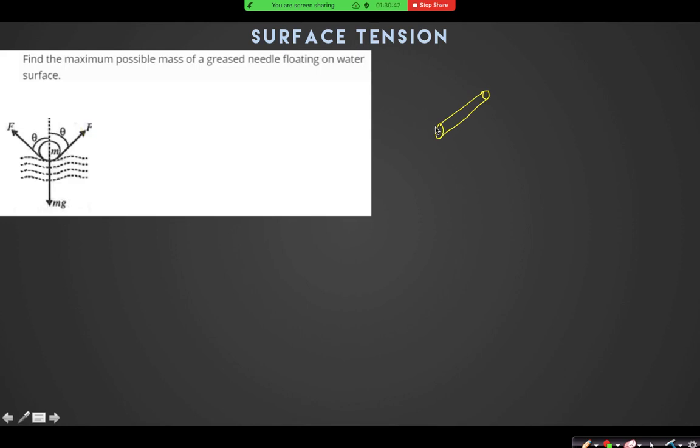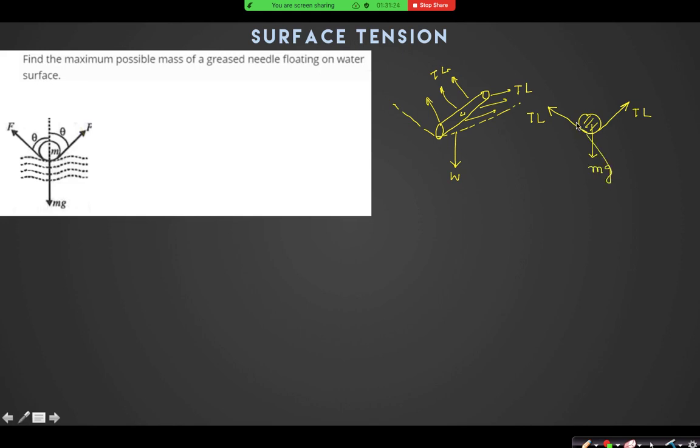If I keep a needle, the water surface will somehow bend like this, right? So the surface tension force will act parallel to the water surface. If the length is L, then the surface tension force will be T into L, and this force is also T into L, and there will be a weight downward. So I can draw the free body diagram here, cross section view. This is T into L, this is T into L, and this is weight mg.